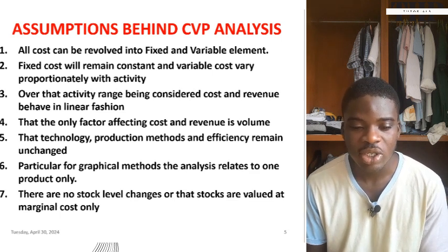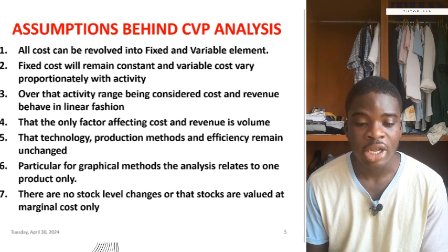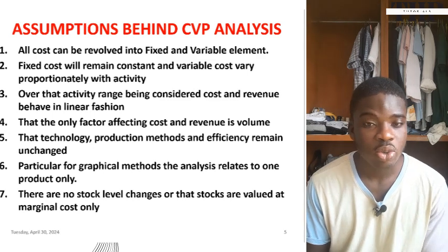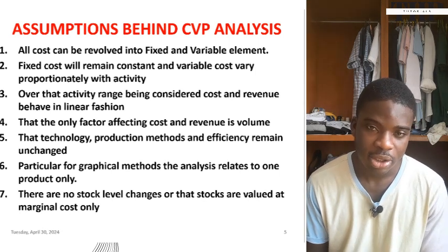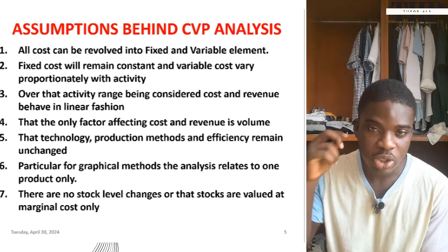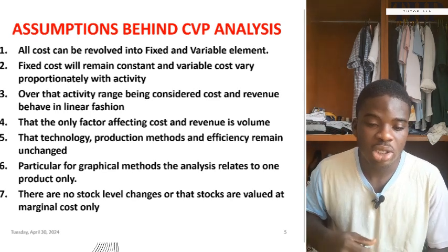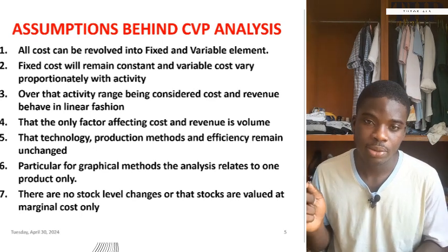So the first assumption is all costs can be resolved into fixed and variable elements. Fixed cost will remain constant and variable costs vary proportionately with activity, right? We discussed this in the second week, cost and cost behavior, right? That was when we said that fixed cost remains constant. Fixed cost doesn't change no matter the level of activity that the firm is performing at or producing, right? But for variable costs, they vary proportionately with activity. That's to say that they are constant per unit, right?